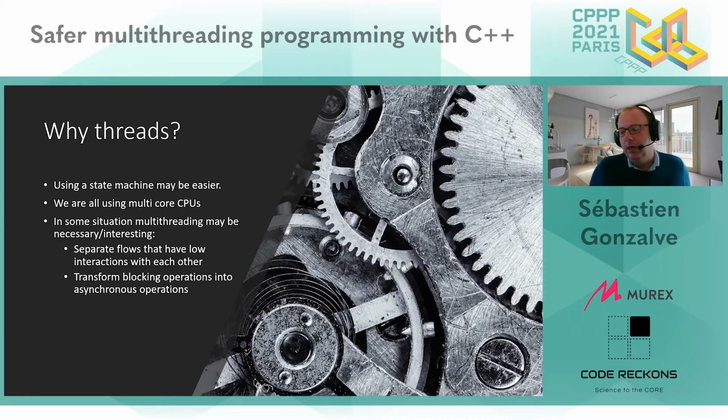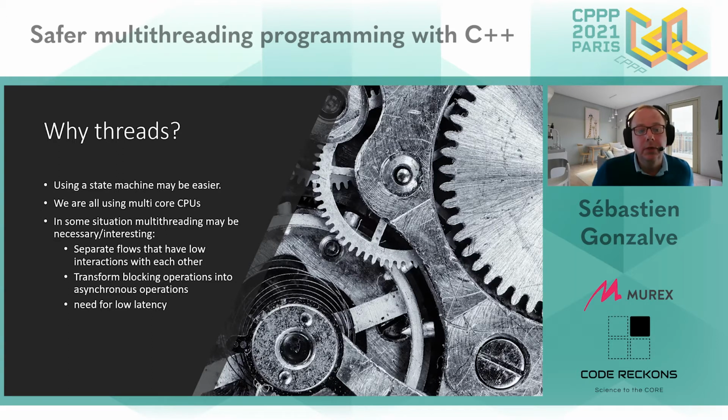Another way in which it could be interesting is transforming a blocking operation into an asynchronous operation. If you have something that is known to take quite long to compute, or IO, and you don't want to wait for it, but it's basically a blocking call, you can use a thread just to perform this blocking call and then get the result later.